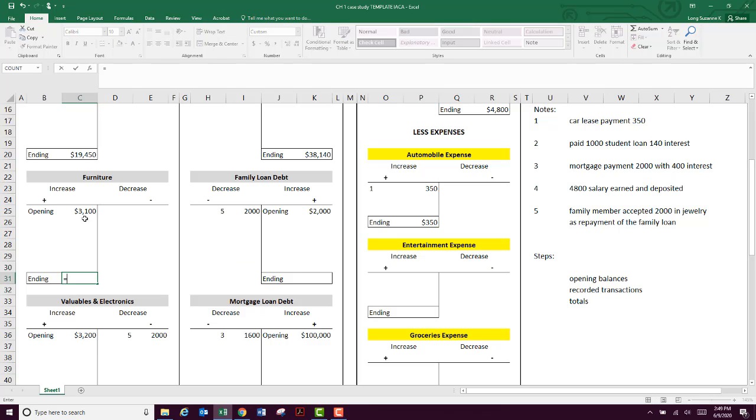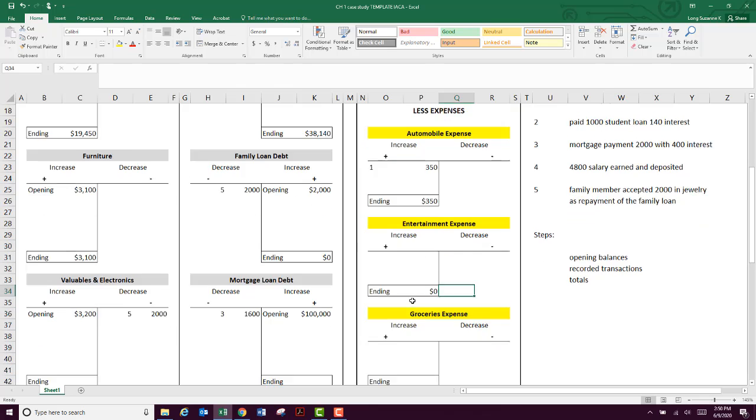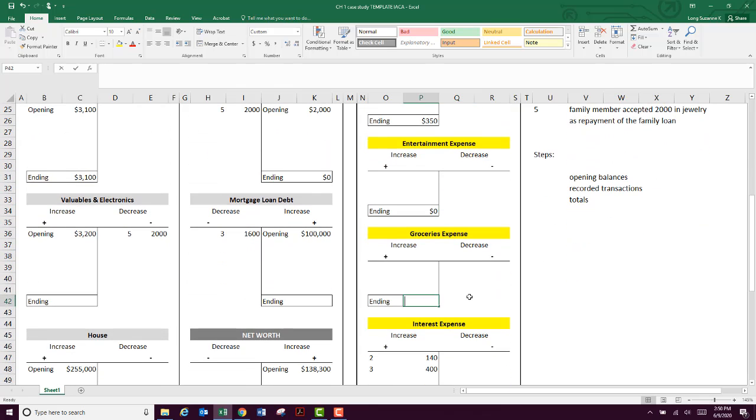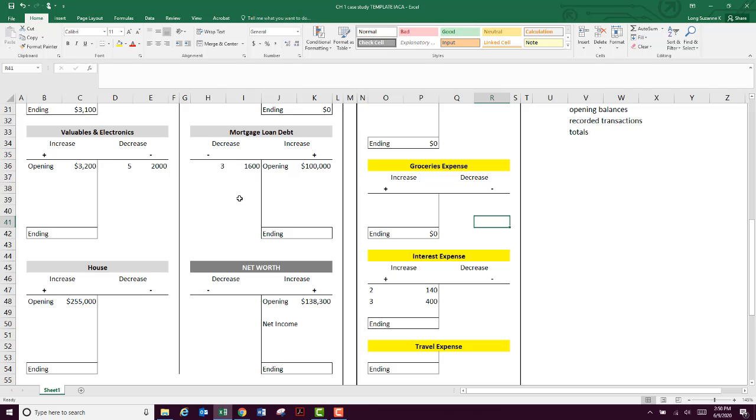Furniture. Equals, click. Well, I should say it's equals, click, and enter. Family loan debt. Equals, click, minus, click, enter. And yeah, it should be 0, right? That's all paid off. Entertainment. We didn't have any entertainment, did we? I'm just going to put a 0 in there. Groceries. Why did they even include those? I don't know. Okay. Valuables.